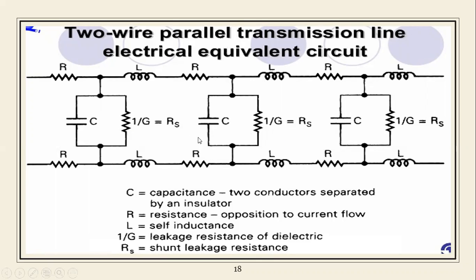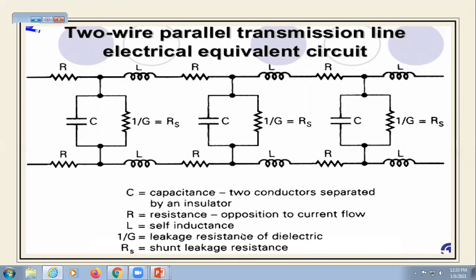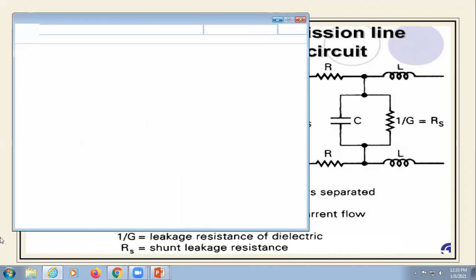So likewise, you can find, see here the series line, see here the bottom series line, the middle is the parallel lines. So see the capacitor, which is two conductors separated by an insulator. The resistor value, the inductor self-inductance is there, and 1 by G is the reluctance. So likewise, you can find it easily.